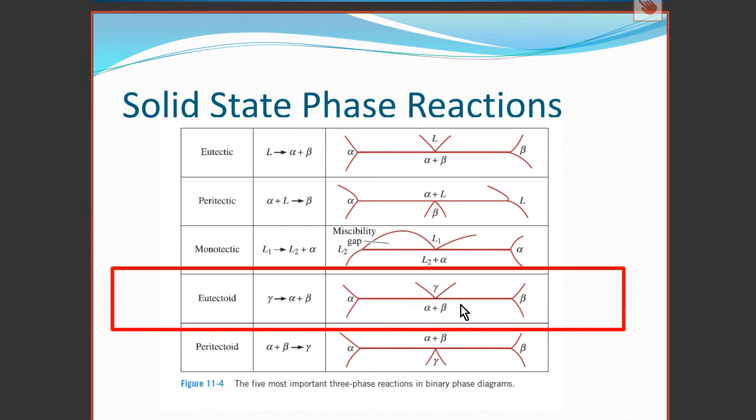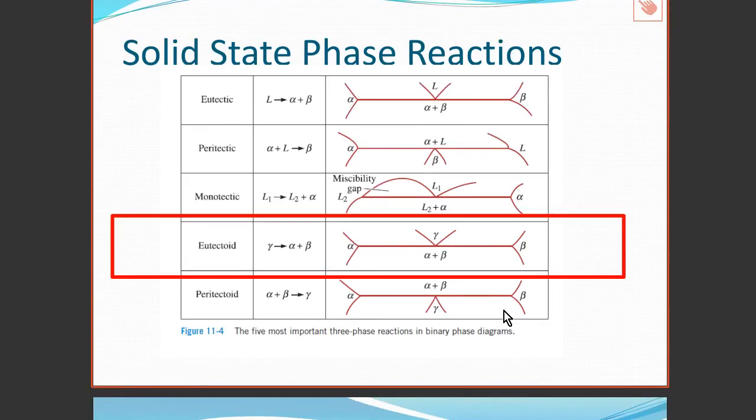Here we can see the gamma phase splitting up into alpha and beta. And when it does so, it forms a finely divided mixture of alpha and beta. So here we see the phase field for this finely divided mixture, which is called the eutectoid. It's so finely divided, it's considered a microconstituent, almost a phase in itself. But of course, we must remember that, strictly speaking, that microconstituent is composed of two phases, or what would be normally considered phases.